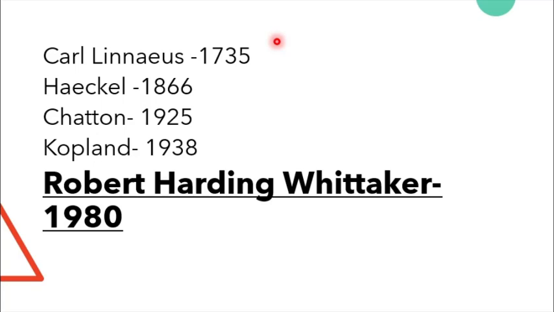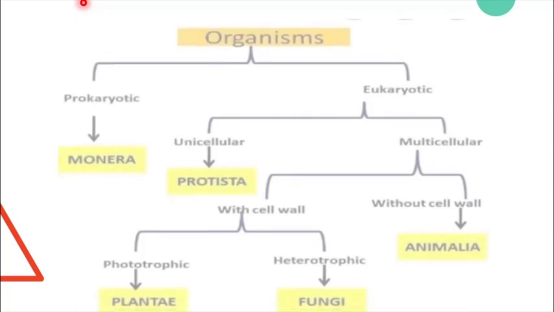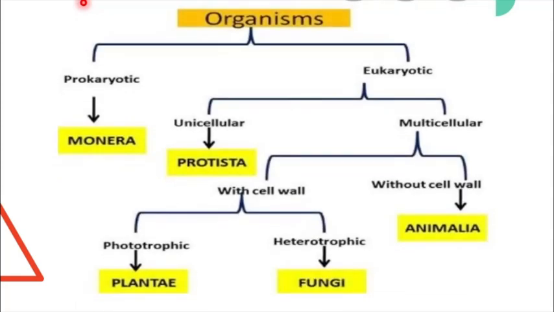In this five kingdom classification, we have five kingdoms, that is Monera, Protista, Fungi, Plantae and Animalia. Now Robert Harding Whittaker's system is readily accepted to classify the organisms, and currently we classify the organisms into these five kingdoms only, children. So children, let's now study the five kingdom classification that was given by Robert Harding Whittaker.